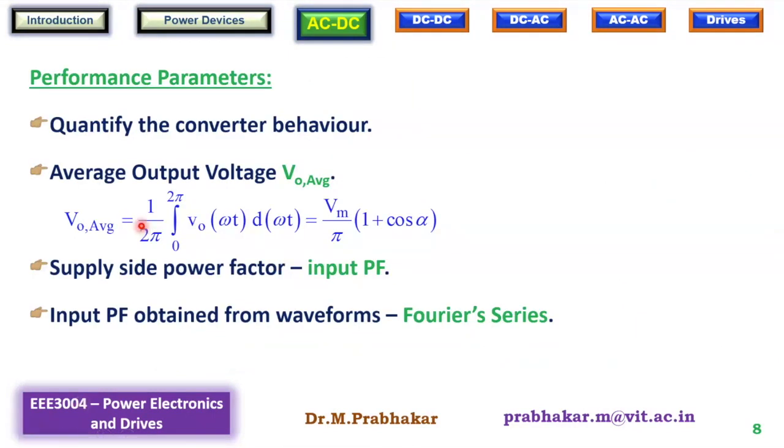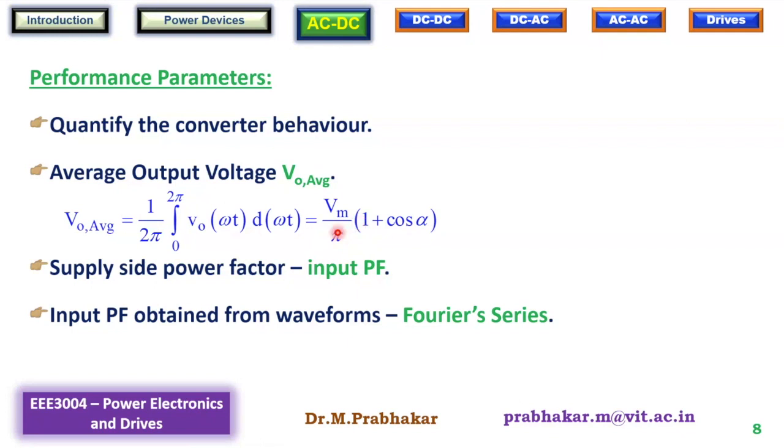Oh, fine. So it is here. Performance parameters are the actual terms that are being used, the terms used to quantify how the converter works. One parameter is V naught average. That, of course, I have derived the expression. It is put up over here also for clarity.